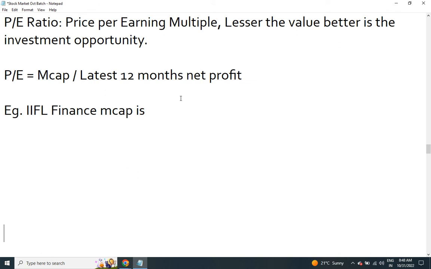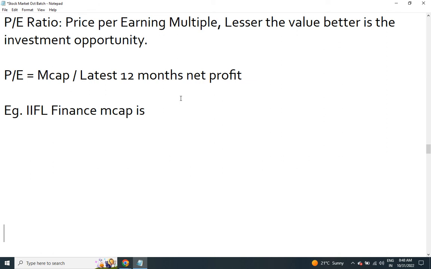So the PE ratio, price per earning multiple, is very important, without which nobody can complete their fundamental analysis. Everybody has to look at it. However big or small an investor he may be, without doing the PE ratio analysis, they cannot make out whether a company is cheap or expensive. So what is the PE ratio? Let us break all this down into a small business.